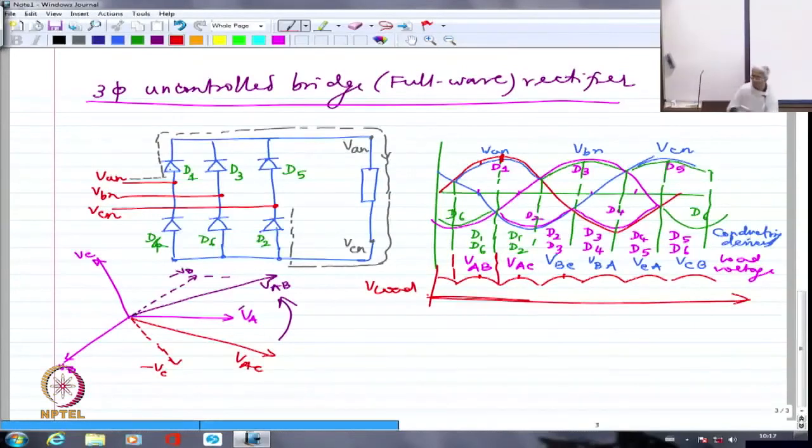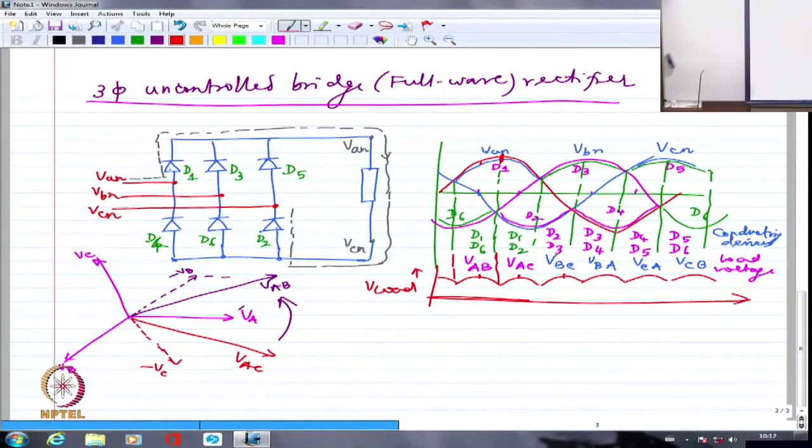This is without any control. Not a fully controlled rectifier, it's an uncontrolled full bridge rectifier. A three-phase bridge with diodes will deliver this kind of voltage, whatever kind of load it is; it doesn't matter. Now, let's try to get the expression.